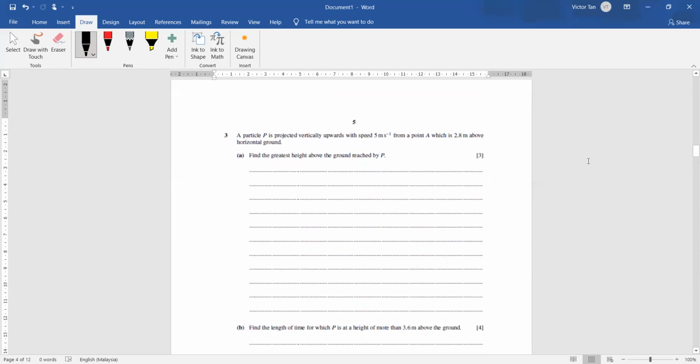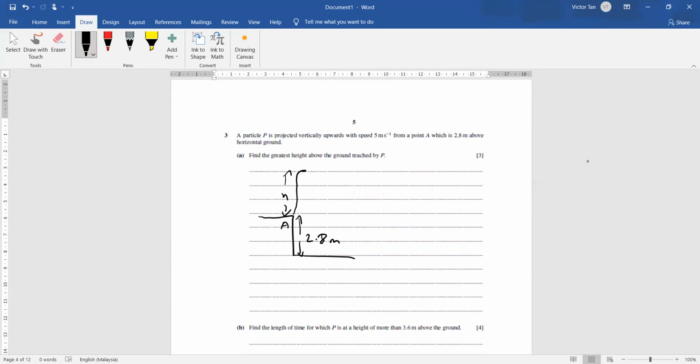Particle P is projected vertically upwards with speed 5 meters per second from point A, which is 2.8 meters above the horizontal ground. So we have A, 2.8 meters. It is projected upwards and we want to find the greatest height.